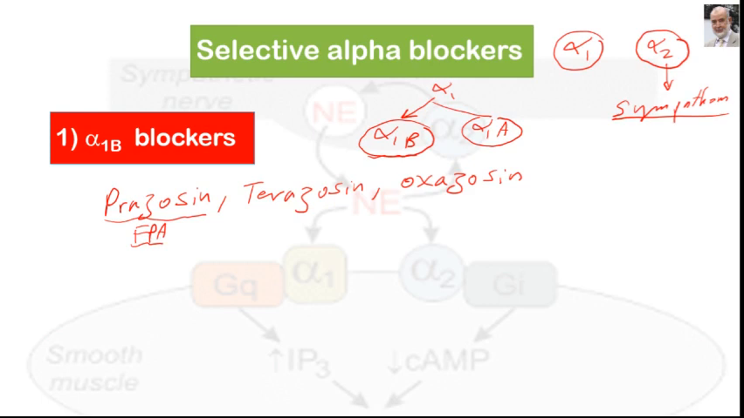That's why they introduced terazosin and doxazosin, which have a longer half-life, they will stay in the body for a longer period of time, plus they can be taken only once daily. Okay, so these are the alpha-1 beta receptor antagonists, most famous.